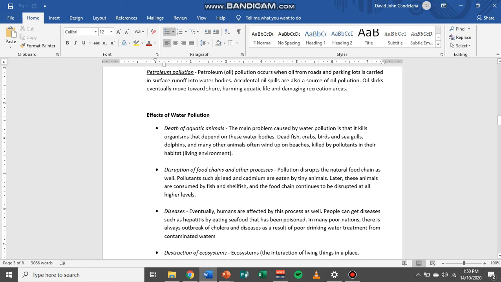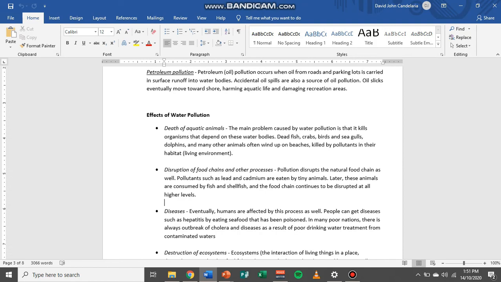Next is disruption of food chains and other processes. Pollution disrupts the natural food chain as well. Pollutants such as lead and cadmium are eaten by tiny animals. Later, these animals are consumed by fish and shellfish, and the food chain continues to be disrupted at all higher levels. So, for example, yun nga, we have conducted, sana ito yung maging thesis namin before, yung organomercury concentrations sa tilapia, sa fish ponds, malapit sa small scale mining, no?